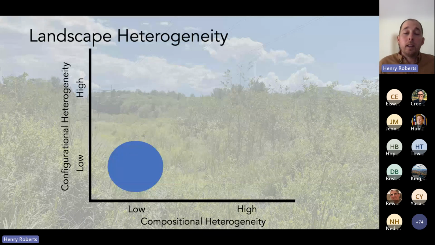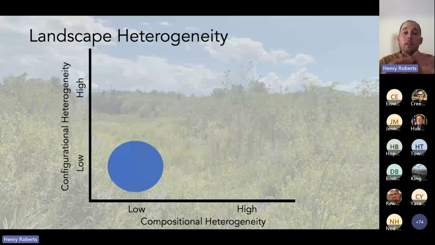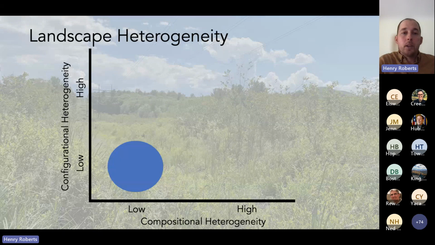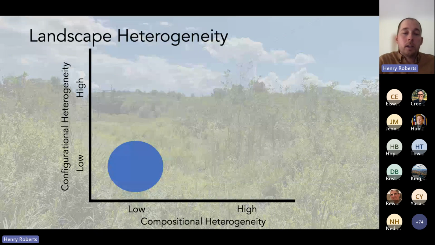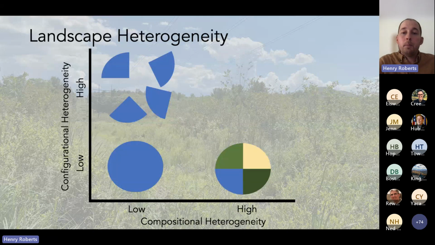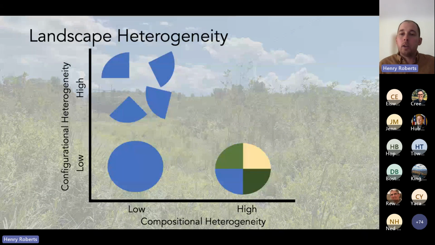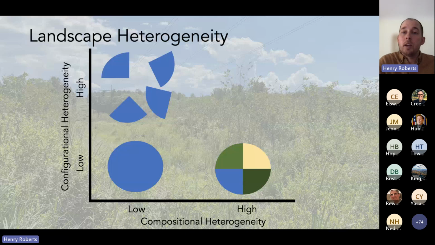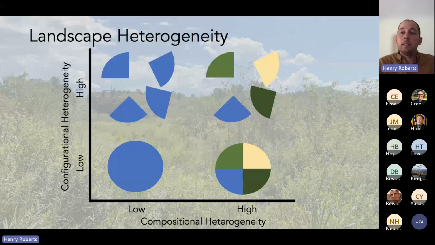So you can imagine a simple landscape with a single type of habitat patch surrounded by an unsuitable surrounding matrix. And we can make it more configurationally complex by breaking up that patch into more complex configurations, or we can make it more compositionally complex by keeping that arrangement, but increasing the number of different habitat types, cover types for that species. And of course, these are independent of each other, so we can increase both at the same time.